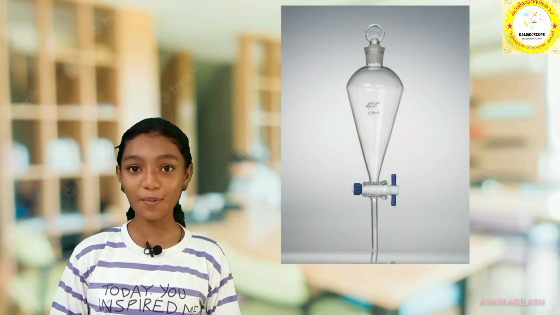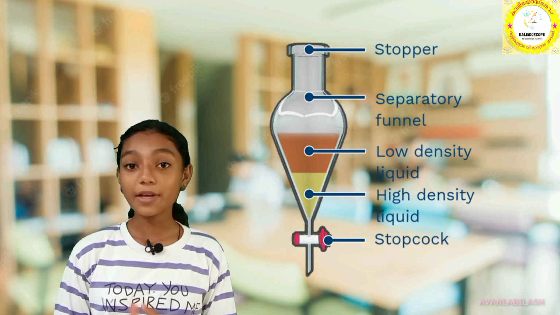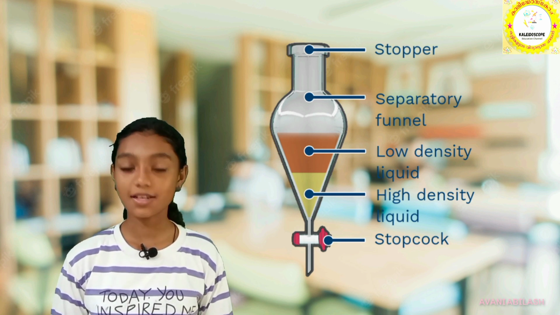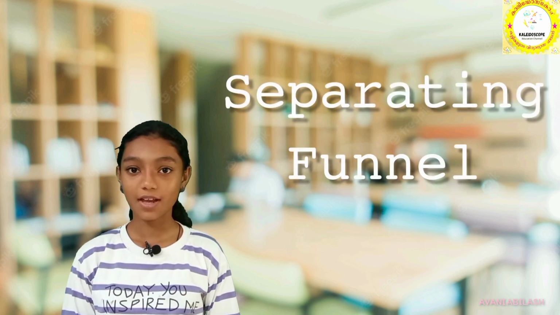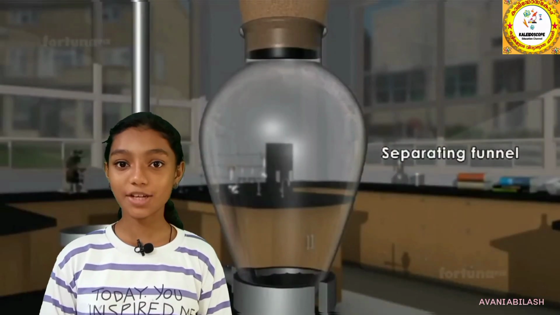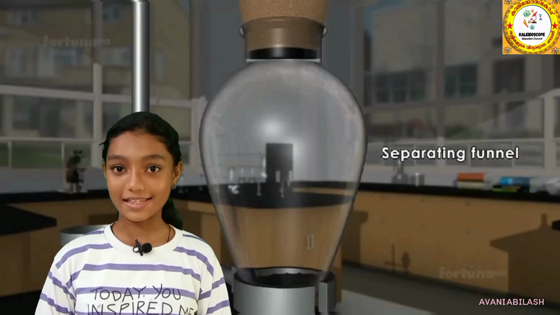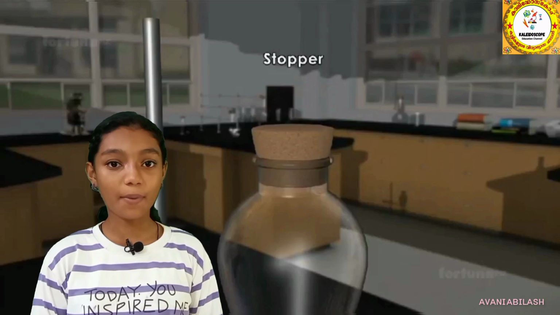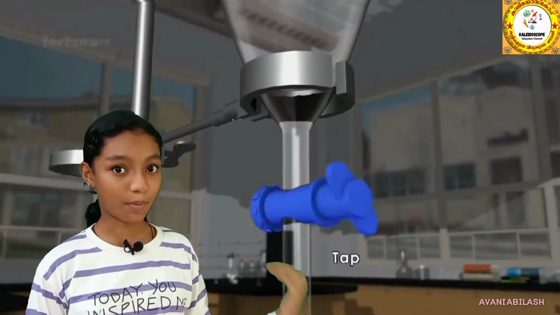Have you seen this before? This is a separating funnel. A mixture of immiscible liquids can be separated by using this laboratory equipment called separating funnel. A separating funnel is a cone-shaped glass container and has a globe-like top. It also has a stopper at the top and a tap at the bottom.